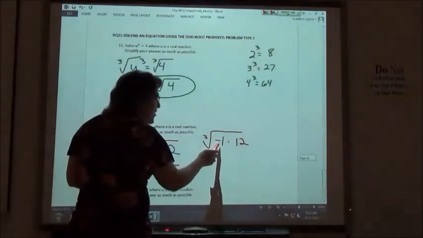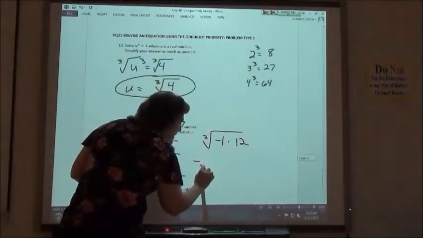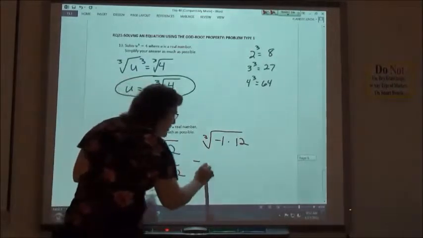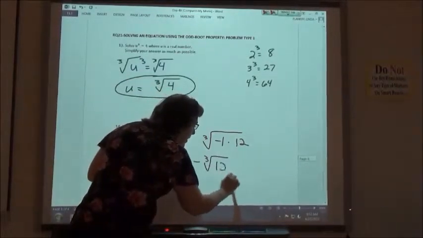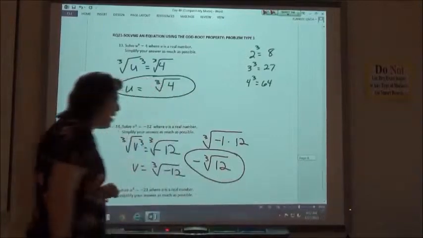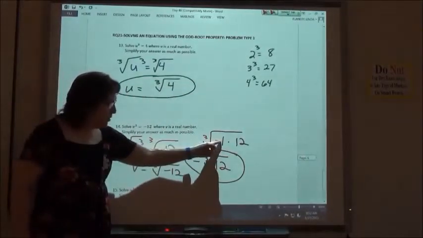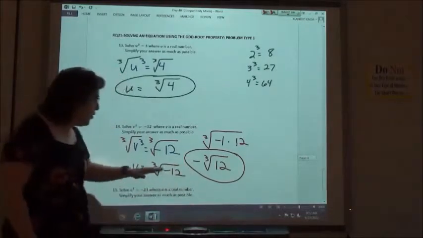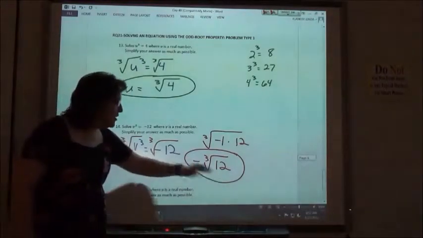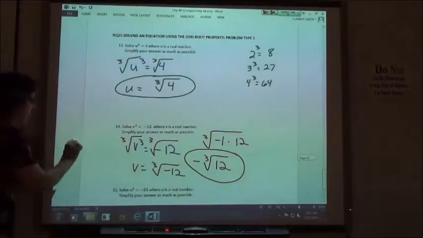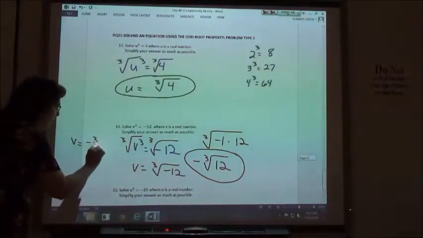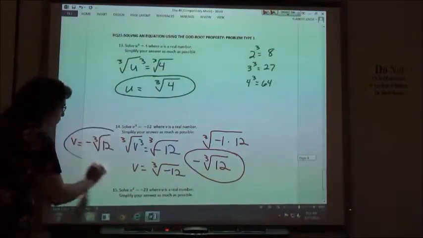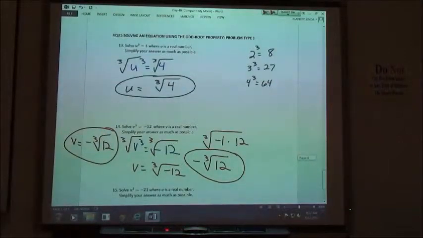So if there's a negative underneath, what's going to happen is they're going to take that negative out in front and make it negative cubed root of 12. So cubed root of negative 1 is negative 1. I don't really need the 1 there. And so instead of this form, this is going to be the better form for my answer. v equals negative cubed root of 12. So just keep in mind, if there's a negative in there, to move the negative, put it out in front instead of underneath your radical.